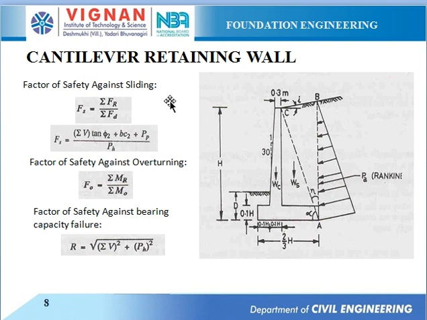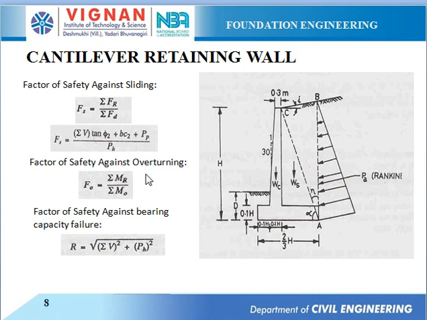From this theory, the factor of safety against sliding is given as Fs equals sigma Fr by Fd, where Fr is the sum of horizontal resisting forces and Fd is the sum of horizontal driving forces. This can be further written in depth as Fs equals sigma V into tan phi 2 plus B c2 plus Pp by Ph. Here Pp is the passive force in front of the wall, and Ph is given as Pa into cos alpha. Pa is the active earth pressure.